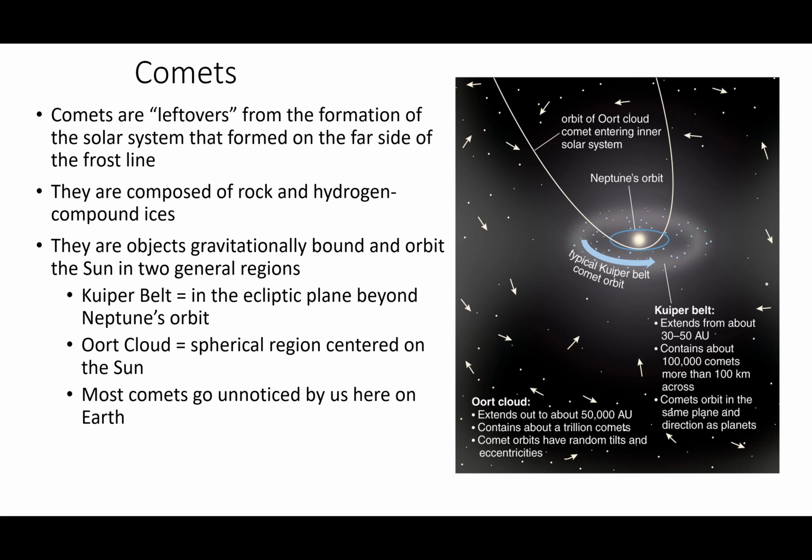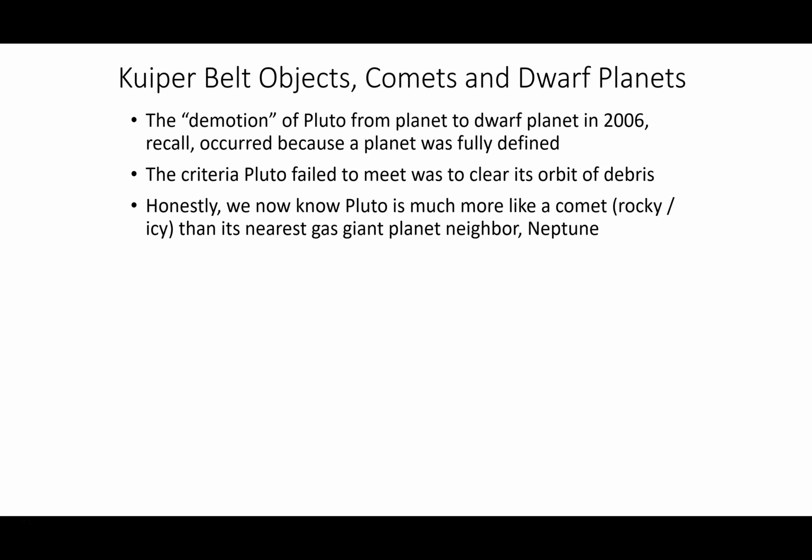All right. So most comets go unnoticed by us here on Earth. This kind of talks about the demotion of Pluto. Back in 2006, scientists finally got together to define what a planet is. They came up with 3 criteria for a planet. The first is that it needs to be spherical in shape, and being spherical means it has a certain mass.